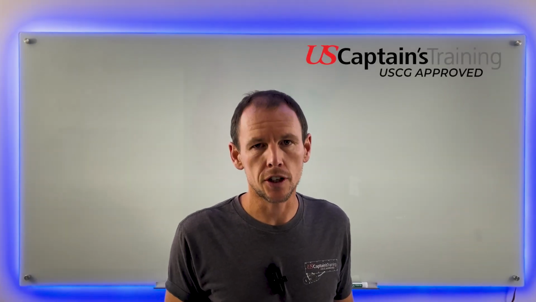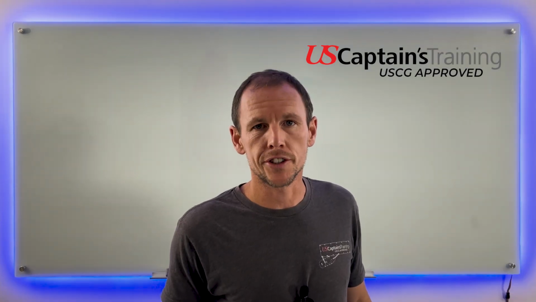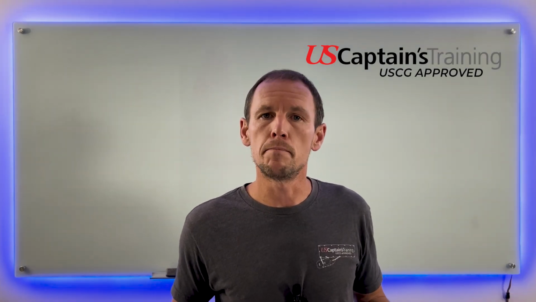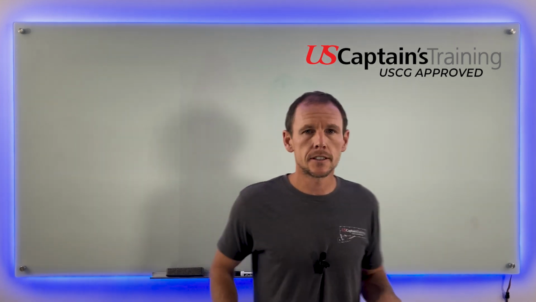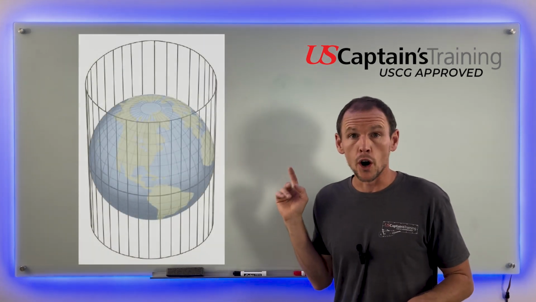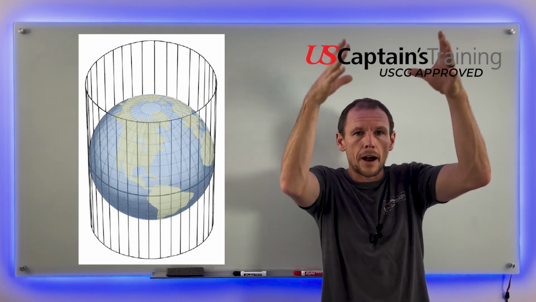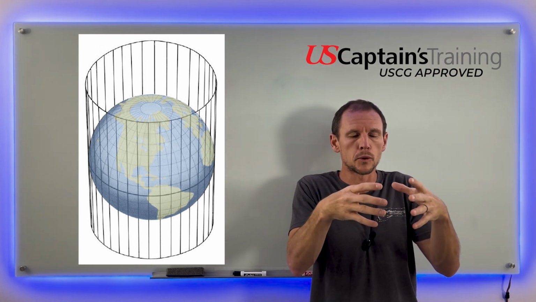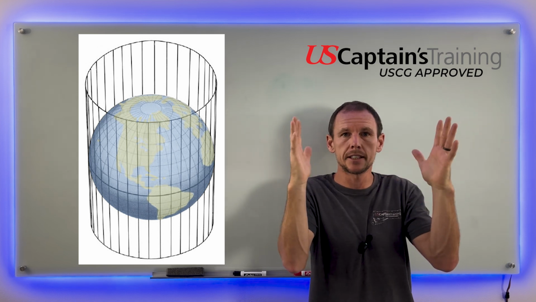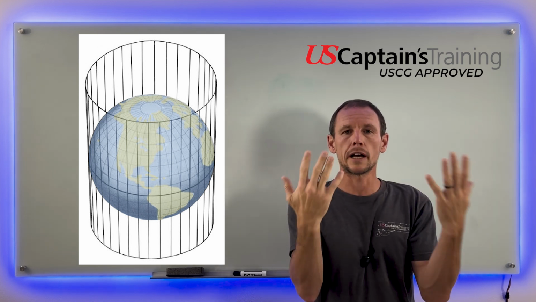Let's talk about charts. We're going to start with the basics. The Mercator projection. That's what you're going to see on most nautical charts that you use. And what happens is this picture here from NOAA is really cool. It shows the globe surrounded by a cylinder, and all of the parallels and meridians are projected onto that cylinder. And then imagine the cylinder is rolled out flat.